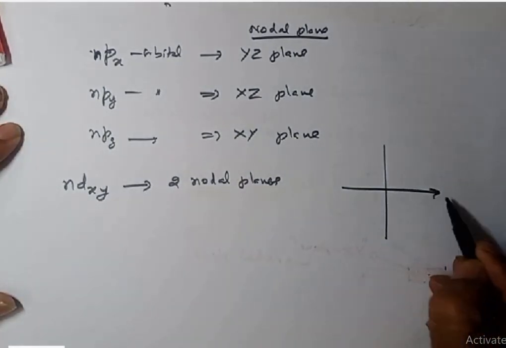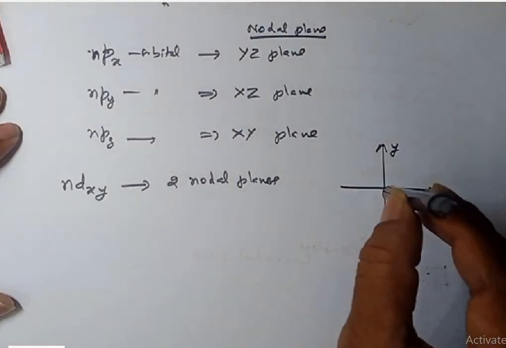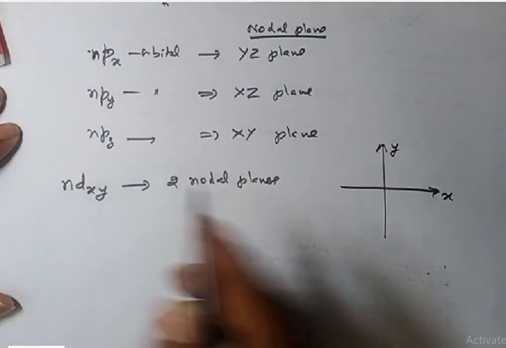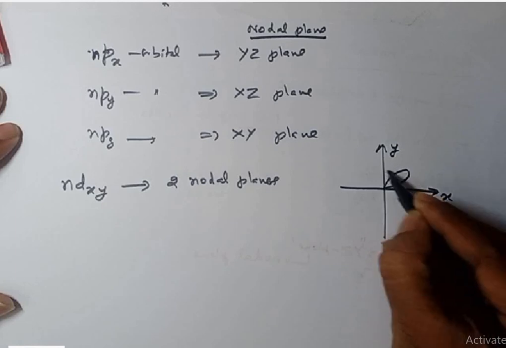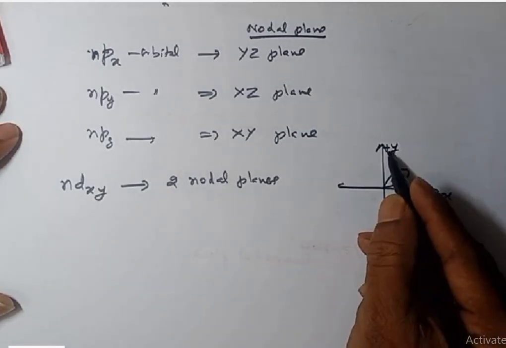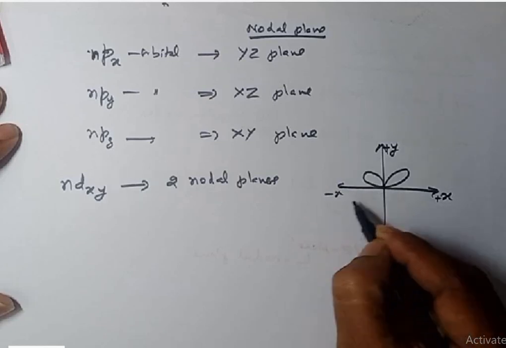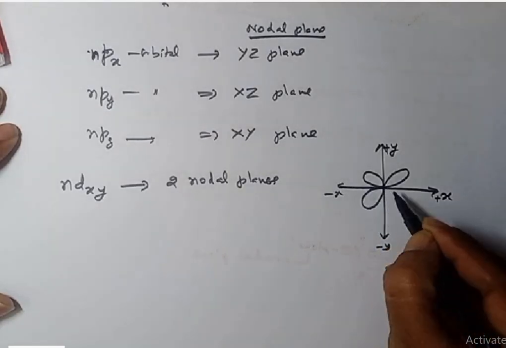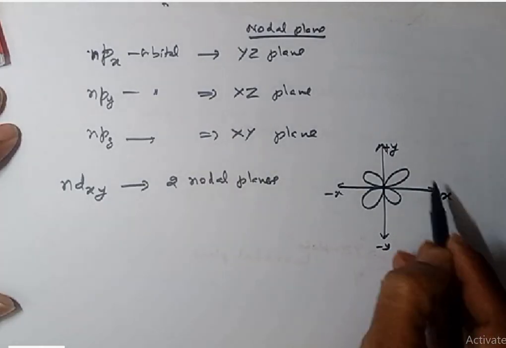See, suppose I take this axis as x and this axis as y. Z is perpendicular to the paper. Just imagine like that. How do we draw the dxy orbital? It has four lobes. One is in between plus x and plus y. Another lobe is between plus y and minus x. Another lobe is between minus x and minus y. And another lobe is between minus y and plus x.